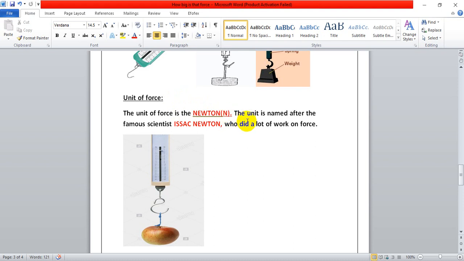Okay. The Newton, the unit of force, is named after the famous scientist Isaac Newton. You know who he was? He did a lot of work on force. So Isaac Newton, see that this name is given to the unit of force. You can see here, the weight of this apple is 1 Newton. See, yes, this is okay.